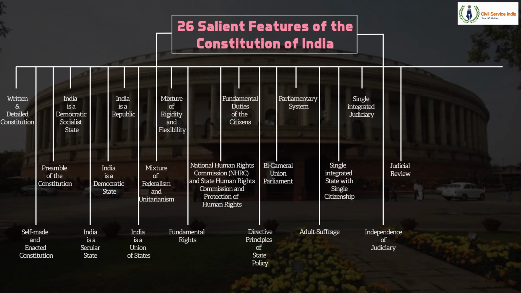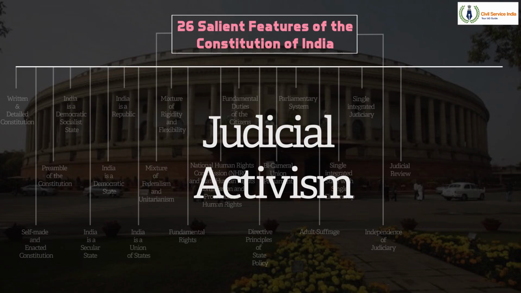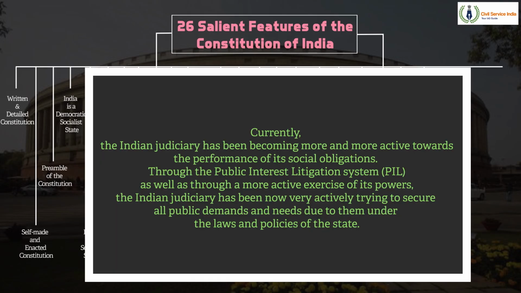Judicial review. The Constitution is the supreme law of the land. The Supreme Court acts as the guardian, protector and interpreter of the Constitution. It is also the guardian of the fundamental rights of the people. For this purpose, it exercises the power of judicial review. By it, the Supreme Court determines the constitutional validity of all laws made by the legislatures. It can reject any law which is found to be unconstitutional.